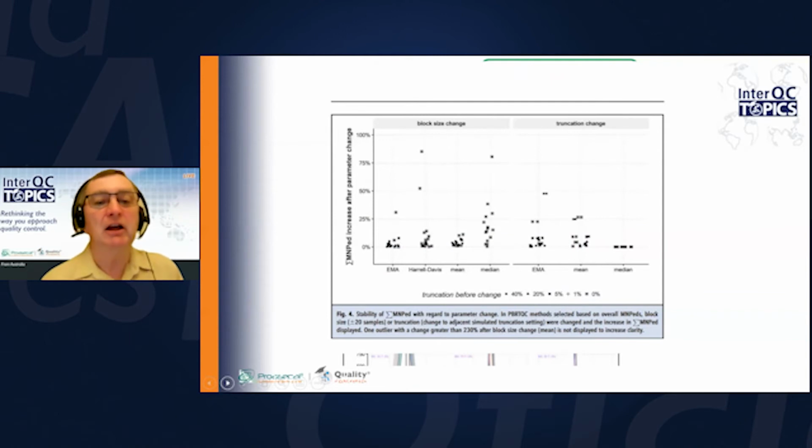This is again an example from that paper, a printout of the data using some data that's also been provided, and it just shows you which algorithm is optimal depending on the block size and the truncation change. So it's a very, very useful paper.